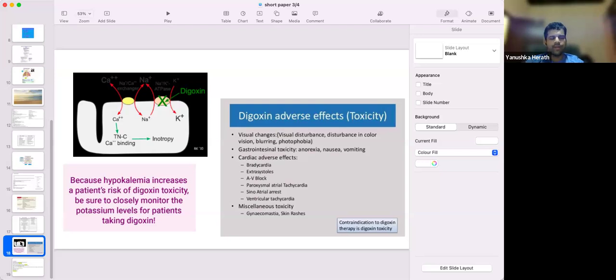I think you all know the ECG findings. They are the tick sign, reverse tick sign. Their side effects are there. You can have blurring of vision, photophobia, visual disturbances, visual hallucinations, and obviously the GI signs. Then the cardiac side effects are you can have bradycardias, and then of course there is gynecomastia.